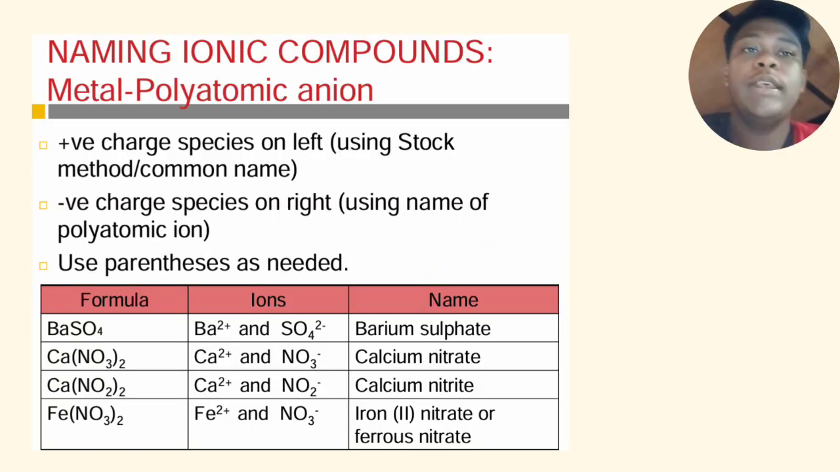Metal to polyatomic anion. Positive charge species on left using stock method or common name. Negative charge species on right using name of polyatomic ion. Use parentheses as needed. For example, BaSO4, the name is barium sulfate.